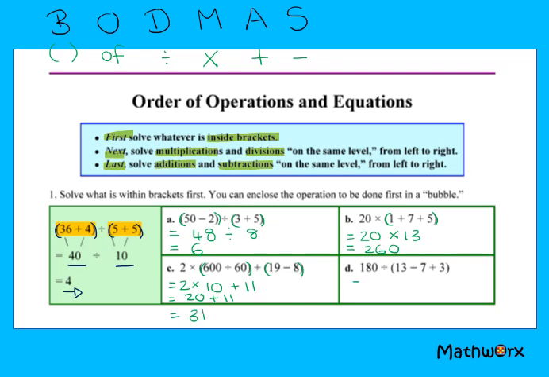Okay, and if we look at D, we have 180 divided by whatever's in the brackets here. We have 13 minus 7, which gives me 6, and 6 plus 3 gives me 9. And 180 divided by 9 gives me 20. Okay, awesome. Now that we've done the basics of BODMAS and had a little bit of a recap, let's move on.